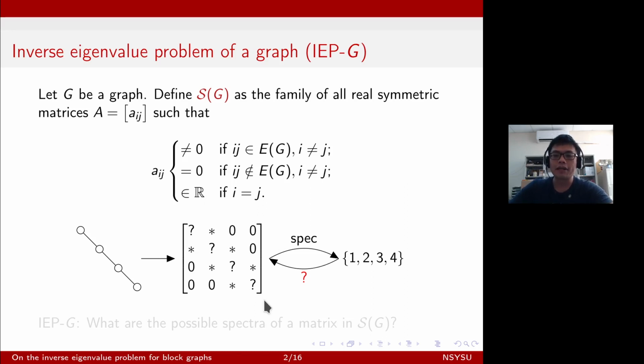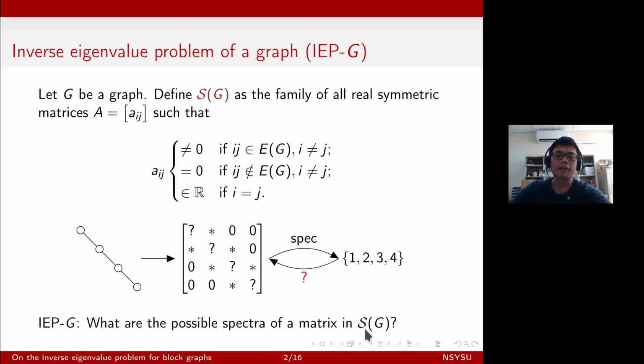So it has a lot of matrices. Once we pick one matrix from it, we can calculate the spectrum of that. But the inverse eigenvalue problem is saying if I give you some numbers, some real numbers, can you go back and find a matrix such that this matrix has the prescribed spectrum? In other words, the IEP-G is asking what are all the possible spectra in S of G.